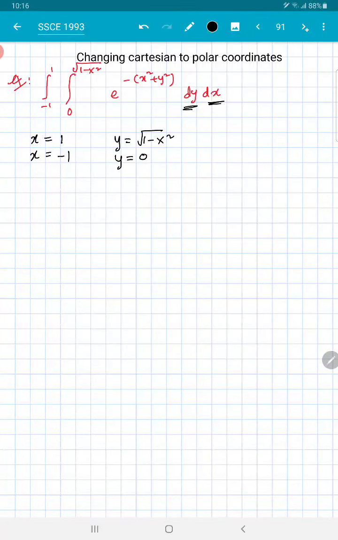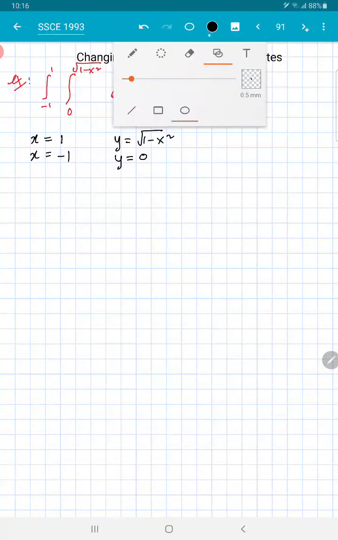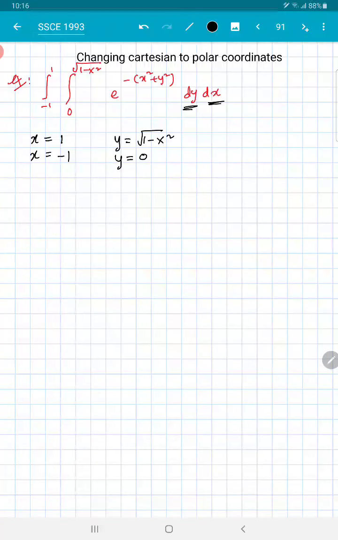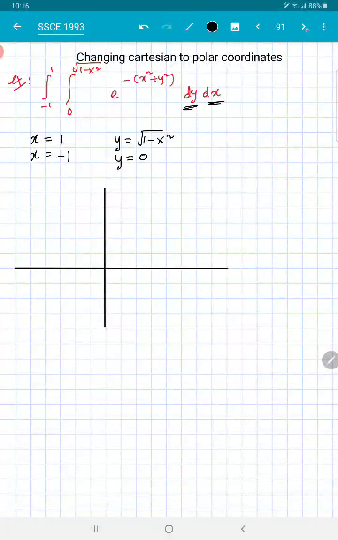From the four equations, we should be able to sketch our region of integration and then change it to polar. Our region is going to be part of a circle. All right, so let's sketch the four equations. We have the x-axis and the y-axis.